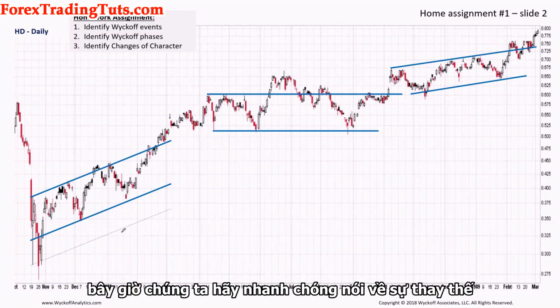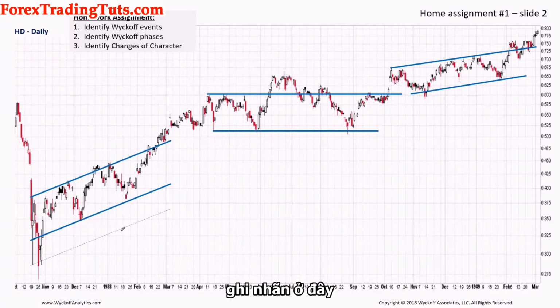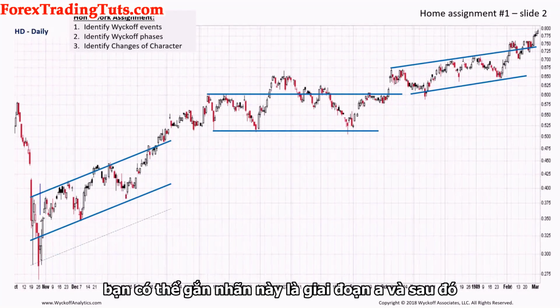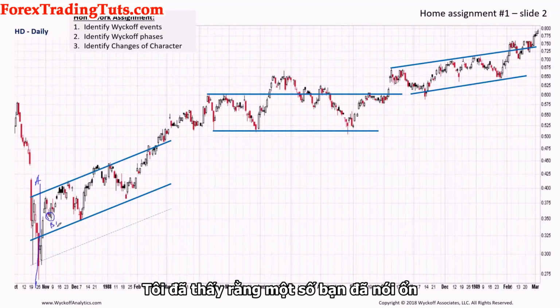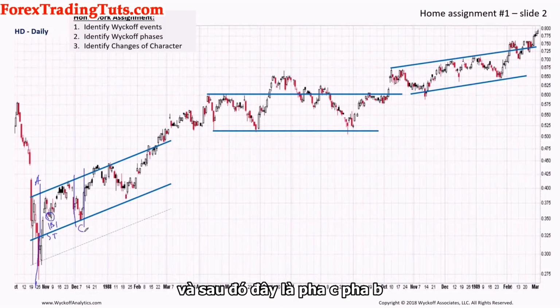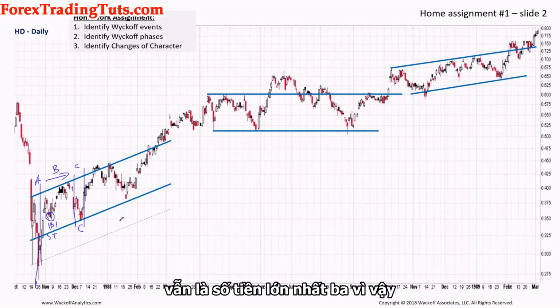Now, let's quickly talk about alternative labeling here. You could label this as phase A, and then I've seen that some of you said, okay, this is a test in phase B, and then this is phase C. Phase B is still the largest among the three, so that actually is good.